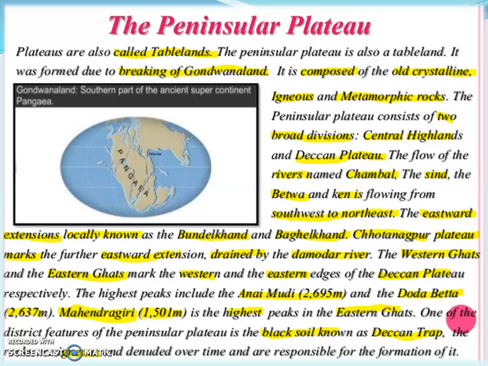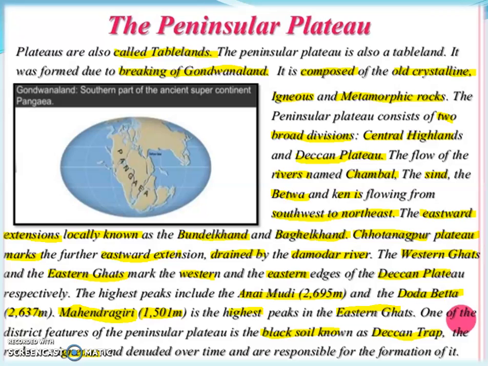Here we have parallel lines, one on the west side and the second on the east side. These are known as the Ghats, Western Ghats and Eastern Ghats, on the edges of the Deccan Plateau. High peaks include Anai Mudi, then Deda Betta, and Mahendragiri, which are the highest peaks of the Eastern Ghats.